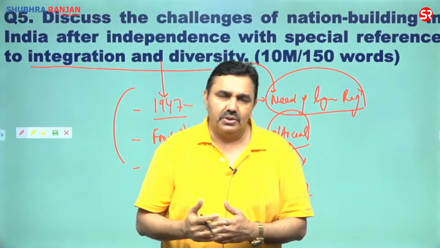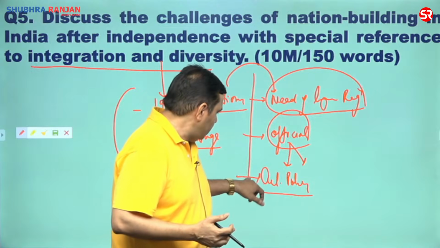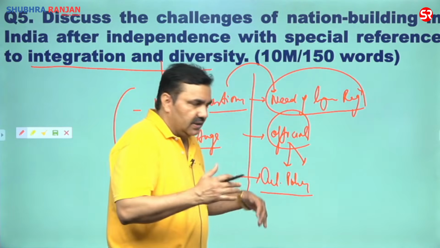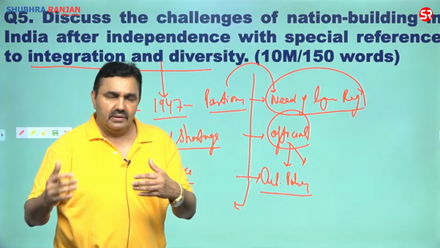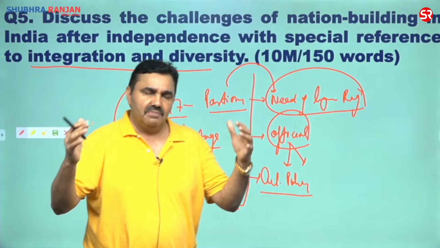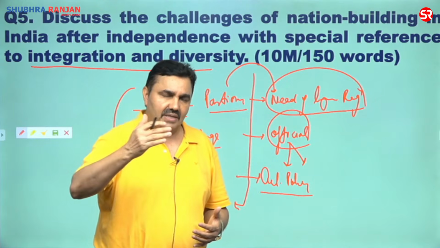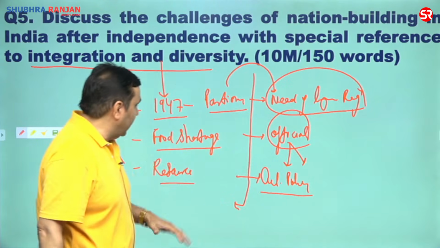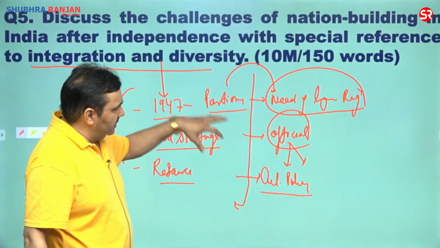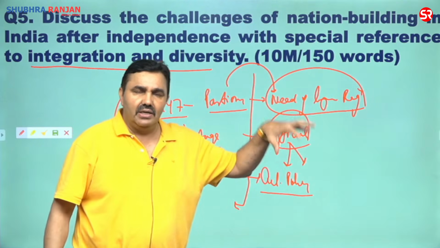Then look at the issues related to cultural diversities. Different groups wanted recognition of their different languages. How many languages should be part of our 8th Schedule? So these languages have increased over the period of time. Every group in India was concerned about their identity, about their culture.